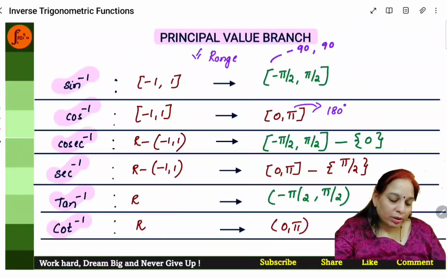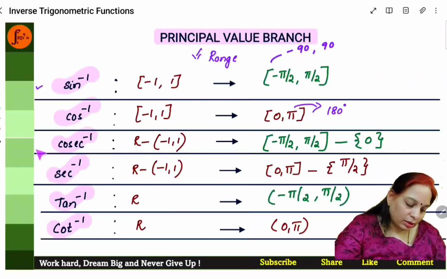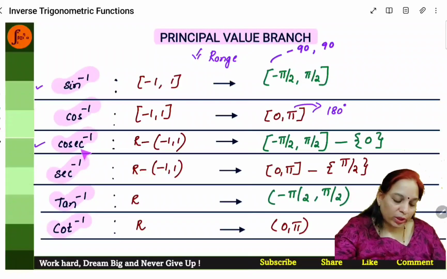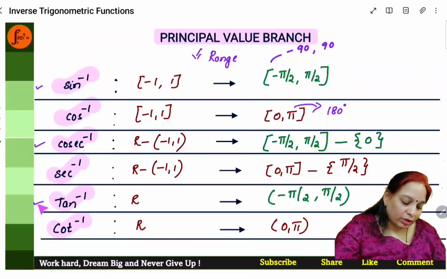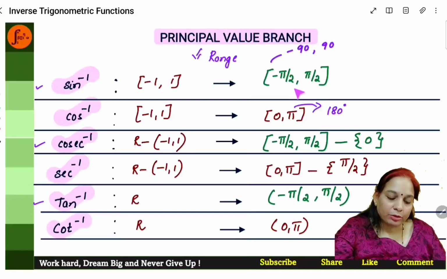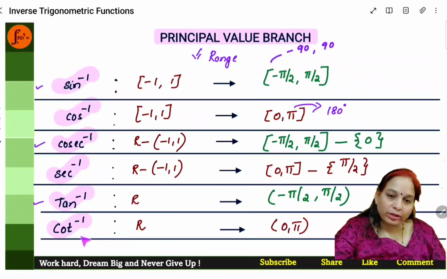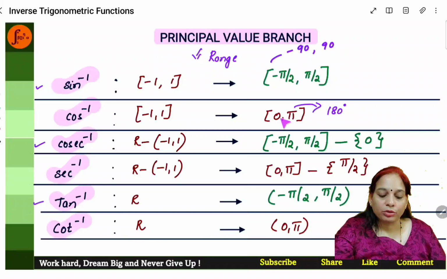Now, the way to remember this: sine, cosec is 1 by sine, and tan is sine by cos. So these three functions will have the same range or same principal value branch, which is minus pi by 2 to pi by 2. And cos inverse, secant inverse, and cot inverse. What is secant inverse? Secant inverse is 1 by cos. So cos inverse, secant inverse, and cot inverse will have the same range, which is 0 to pi.